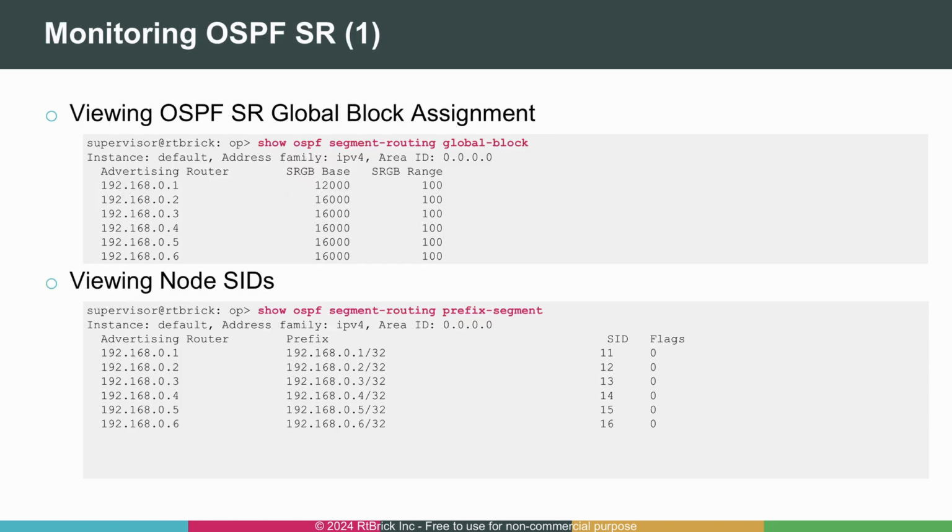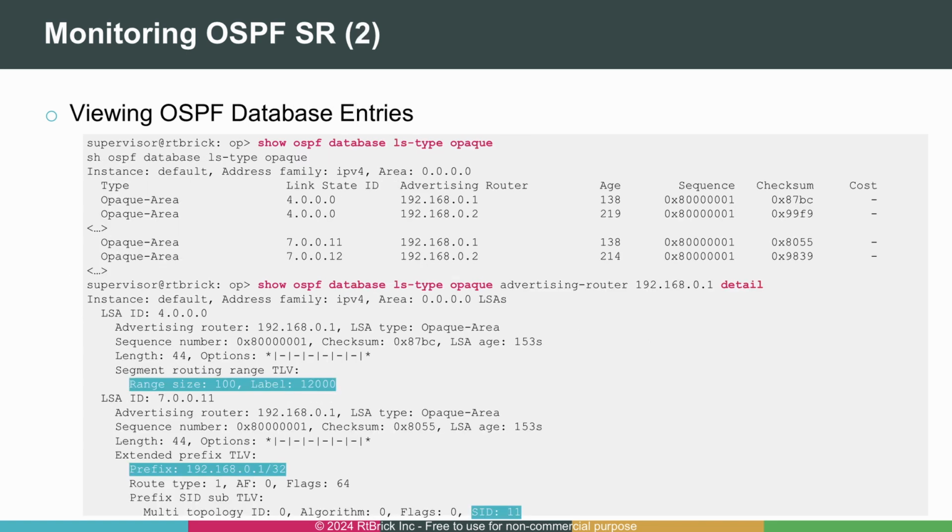As we've seen, we can use the show OSPF segment routing command to view the segment routing global blocks, as well as the prefix indexes sent and received across the network. We also covered the new sub-TLVs introduced into OSPF to support segment routing, which can be viewed using the show OSPF database command.